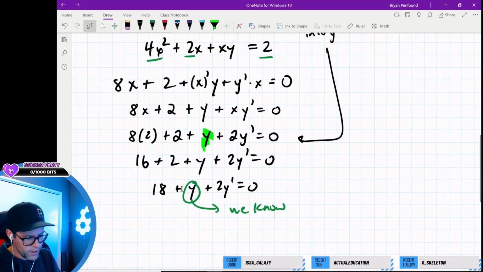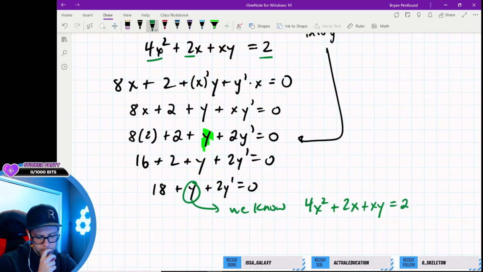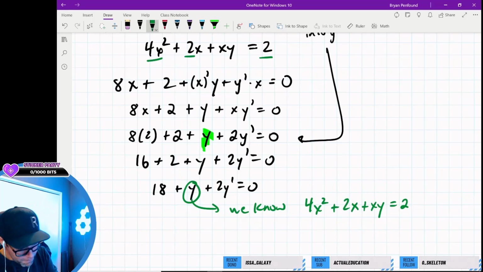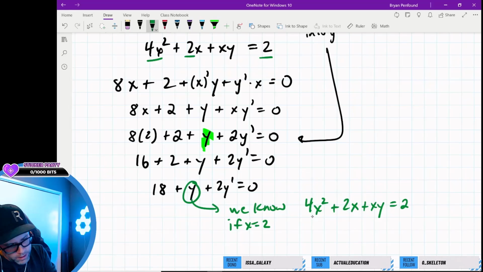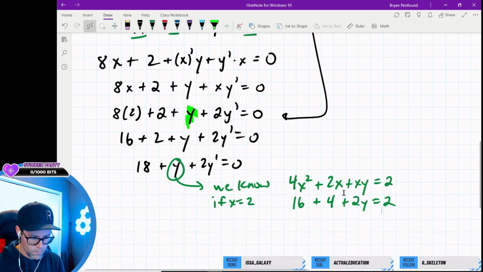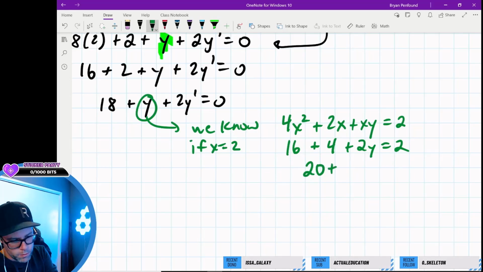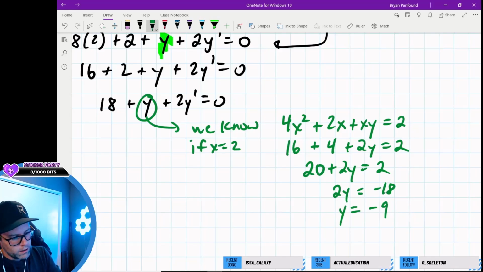So we know that we had an original relationship that 4x squared plus 2x plus xy was equal to 2. So this was a relationship between x and y. And if x was 2, then we'd have 4 times 4 plus 2 times 2 plus 2y is equal to 2. So I could sub x into this relationship, and maybe I could figure out what y equals. So we know, for example, that 20 plus 2y is equal to 2. We know that 2y is equal to 2 take 20, so negative 18, and y should be equal to negative 9.